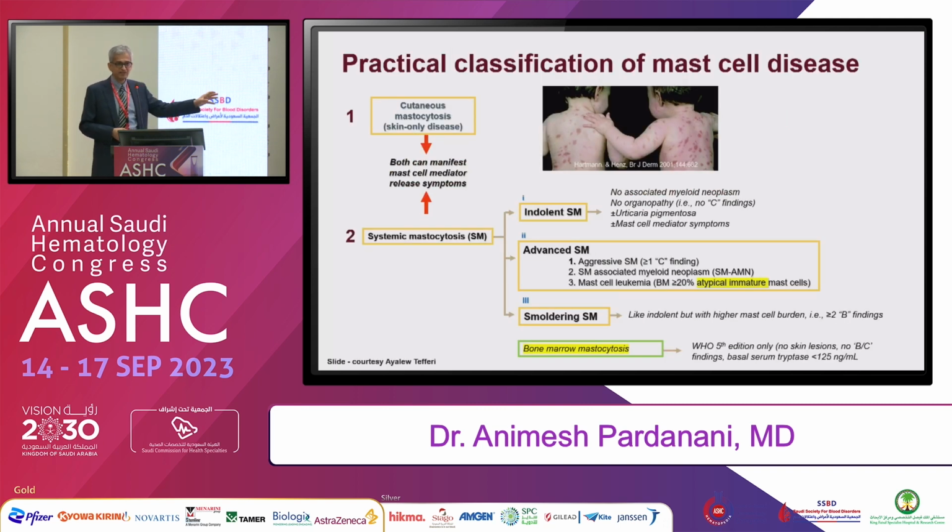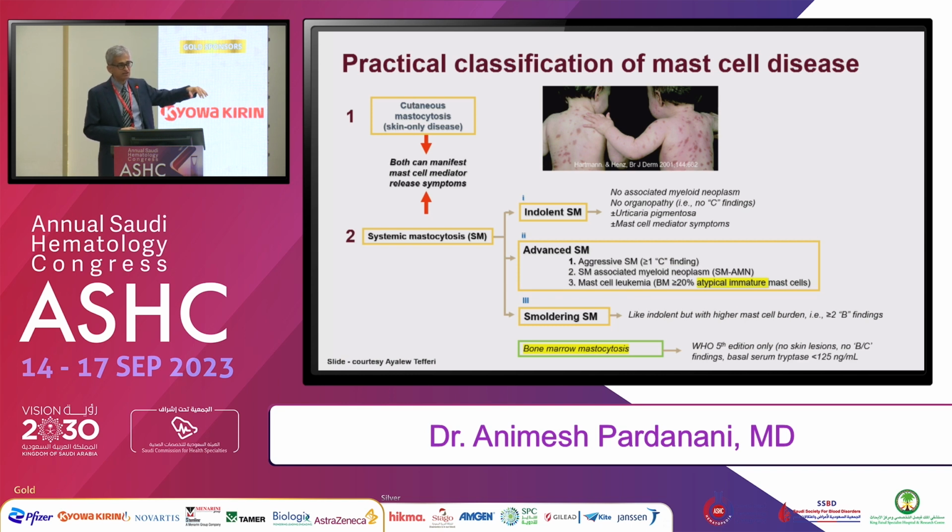Okay, so now we've diagnosed the patient with mastocytosis. How do we classify the patients? This slide is more complicated than it needs to be. I'll try and simplify it. Basically, there are two forms of mastocytosis. First is cutaneous mastocytosis, where you see the disease is only in the skin. And you almost never see this in adults. This is purely a pediatric disease.